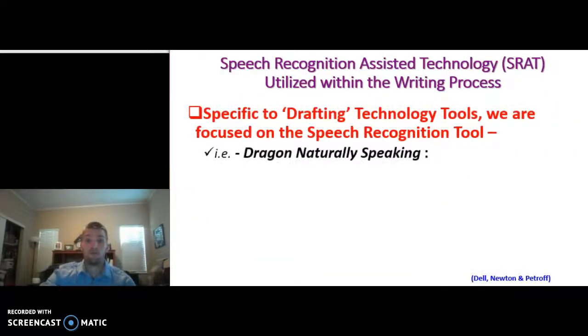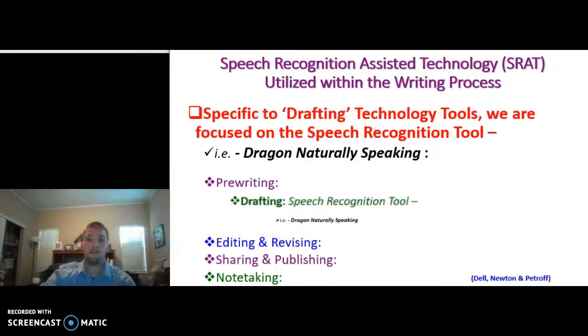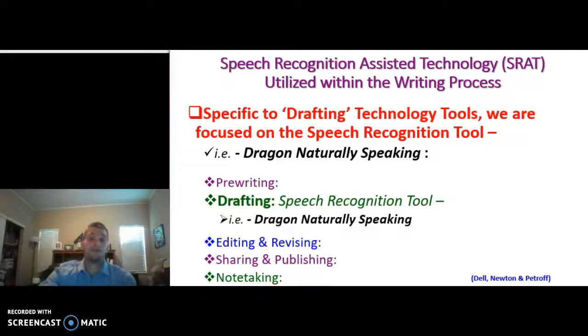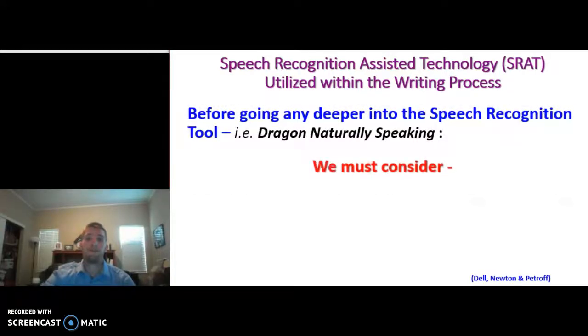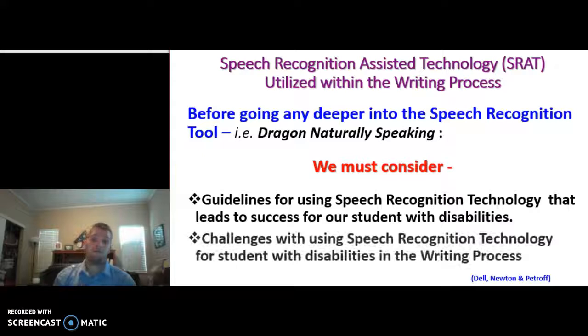Specific to drafting technology tools, we are focused on the speech recognition tool, i.e. Dragon Naturally Speaking, DNS. And before we go any deeper into the speech recognition tool, Dragon Naturally Speaking, we must consider guidelines for using speech recognition technology, that it can lead to success for students with disabilities, and challenges with using speech recognition technology for students with disabilities in the writing process.